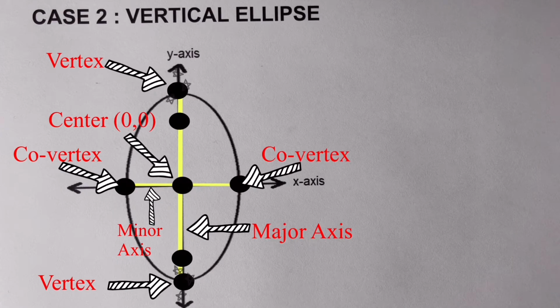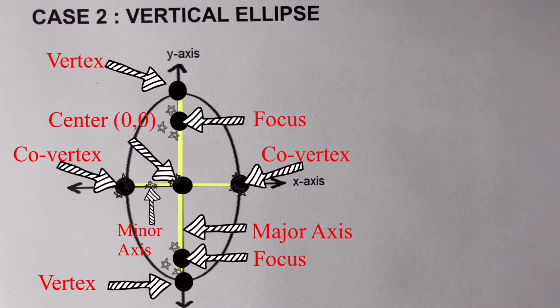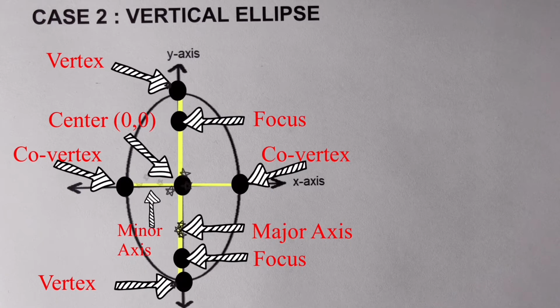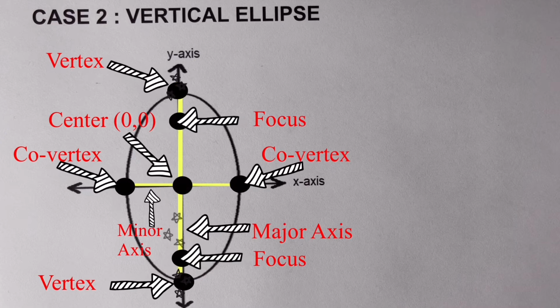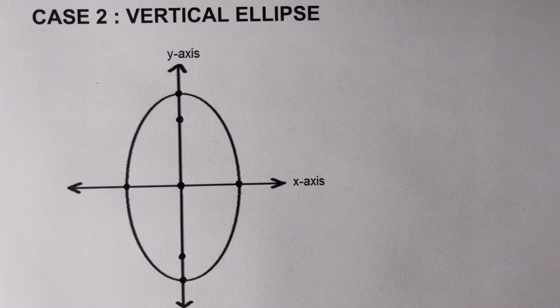Now we also have another part which we call the focus. So these two points right here are our foci. So pretty much these are the parts of an ellipse. It doesn't really matter if it's a vertical ellipse or a horizontal ellipse. The parts would still be the same. Now we also remember that we have the semi-major axis. This is half of the major axis, which means this connects the center to the vertex, and we are going to label this as a.